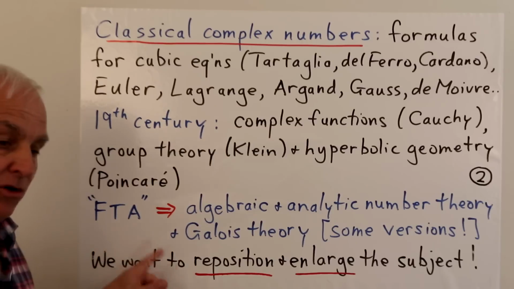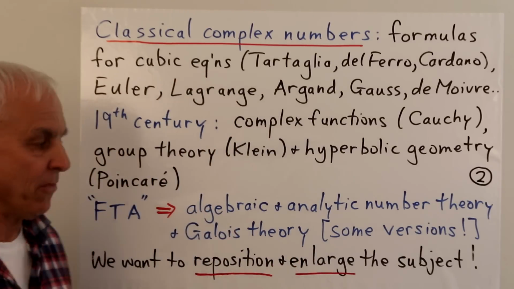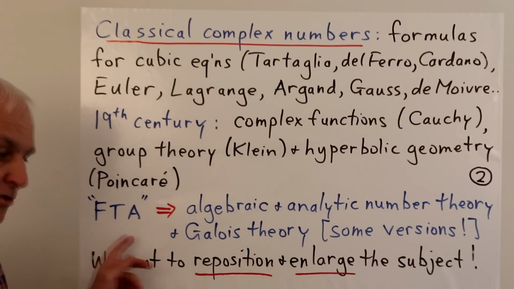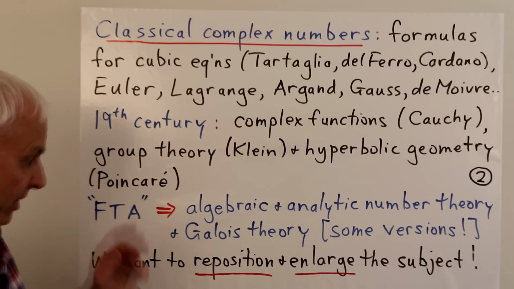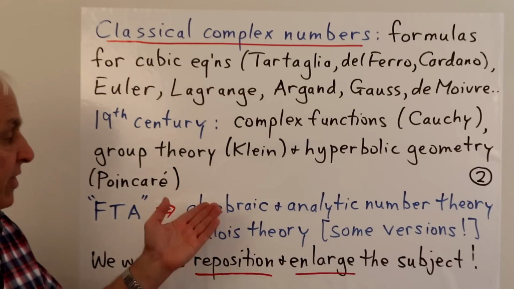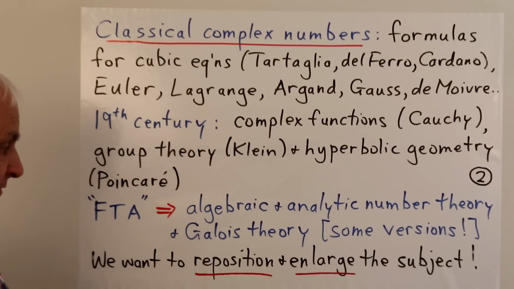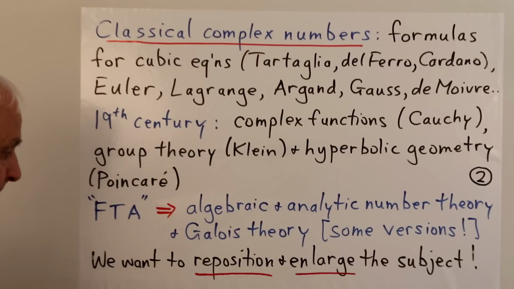After the fundamental theorem of algebra was more or less put on a firm footing, that took quite some time, and as you know, I still do not really believe this, so I think I'm a skeptic about this. But anyway, after that, there were then connections also with number theory, with algebraic and analytic number theory, and the more modern treatment of Galois theory, at least with some of the versions of Galois theory.